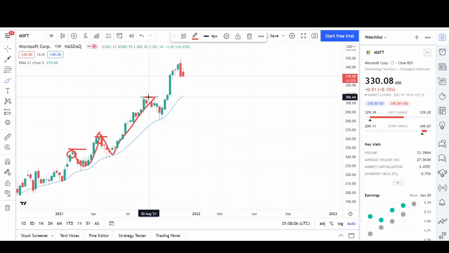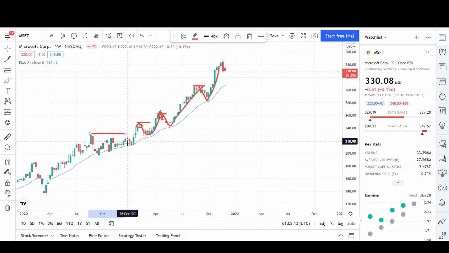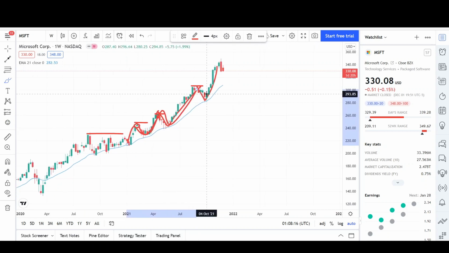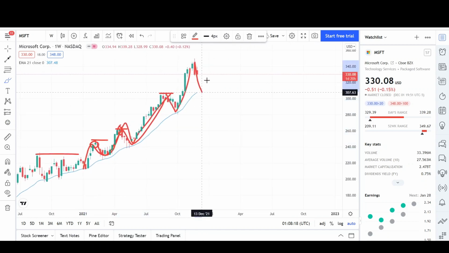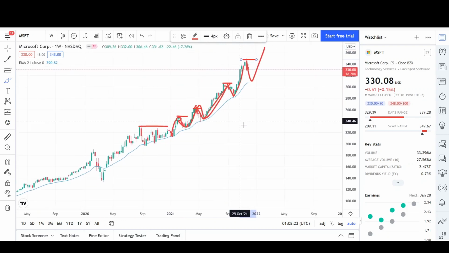Same thing right here. Every time we break the new high, we shoot past it by a good amount. So it's a very strong uptrend, and in the future, this one is probably no different as of right now. Just gotta wait till more price action develops, but that's pretty much my analysis for Microsoft.